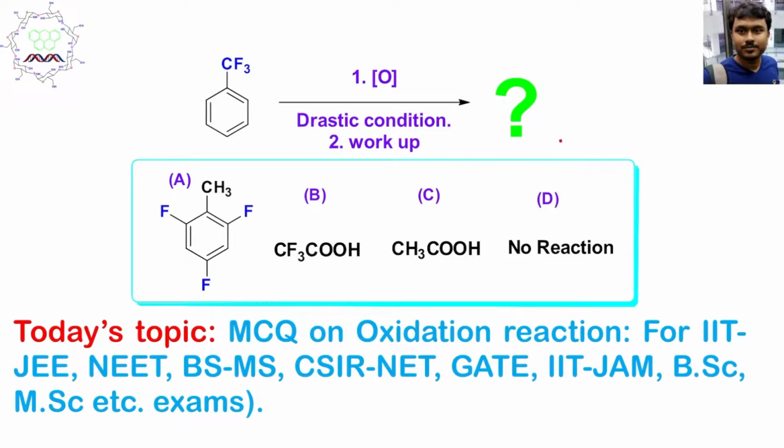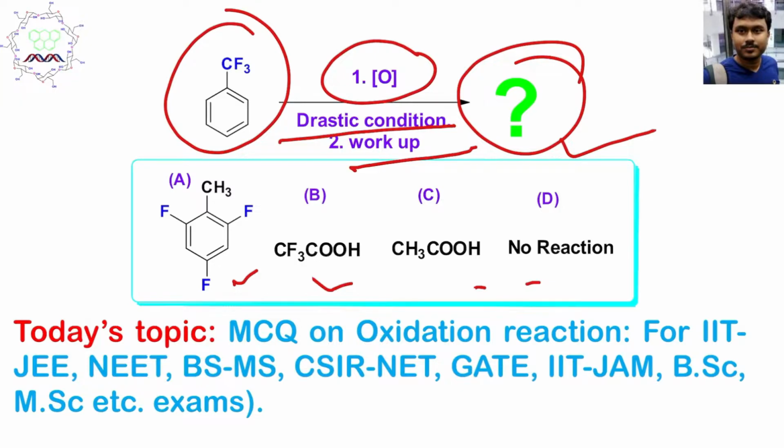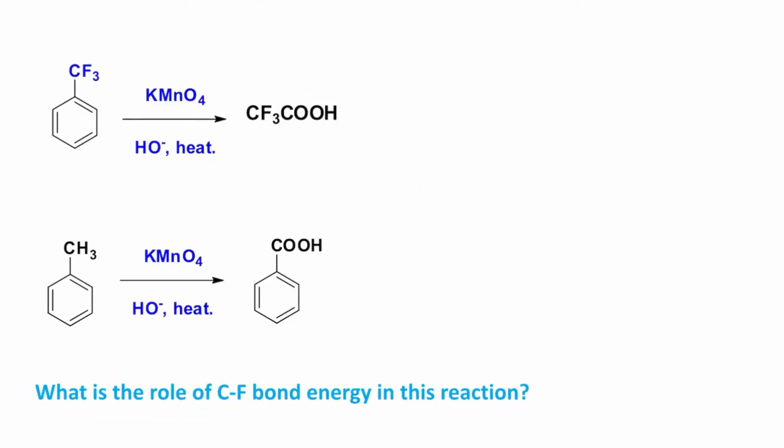Today's question is in front of you. I request you to please pause the video and try by yourself. So let's start the discussion. This is a trifluoromethylbenzene, meaning it's a fluoro analog of toluene. This undergoes oxidation under drastic conditions followed by workup. What is the product? Four options are provided, and one of them is the right answer. Let's discuss.